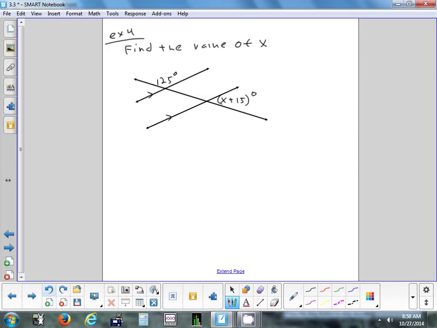How much is the angle next to x plus 15, kind of to the left and above it a little bit? How do you know this is 125? It's our corresponding angle to the 125, the top angle. Two parallel lines cut by a transversal, corresponding angles are equal.